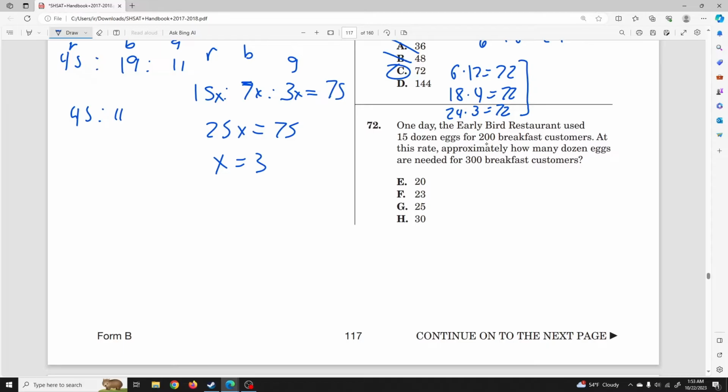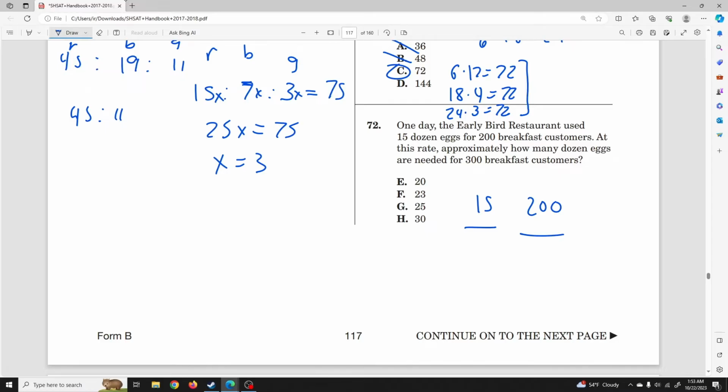One day, the Early Bird restaurant used 15 dozen eggs for 200 breakfast customers. At this rate, approximately how many dozen eggs are needed for 300 breakfast customers, right? So once again, I'm just going to set up two fractions, and this is the exact same thing I did for another problem.